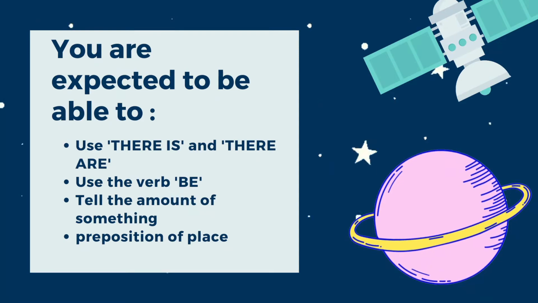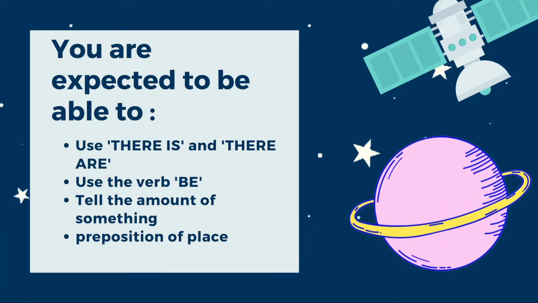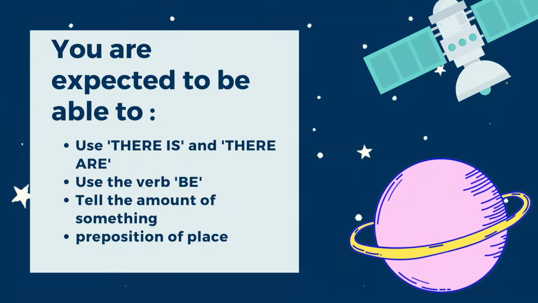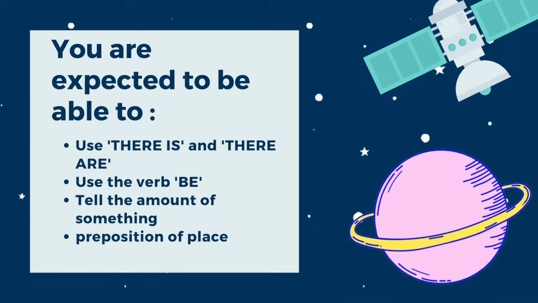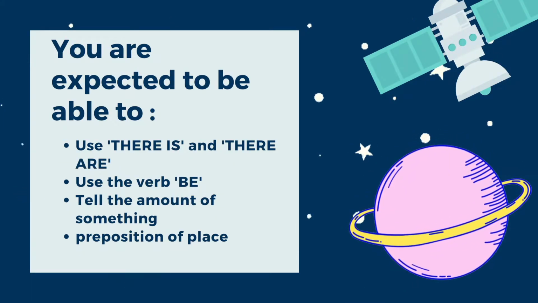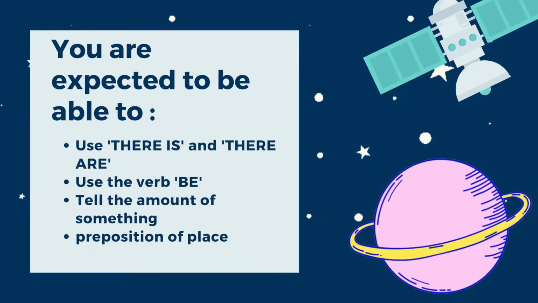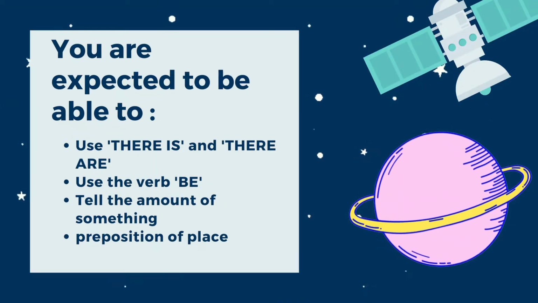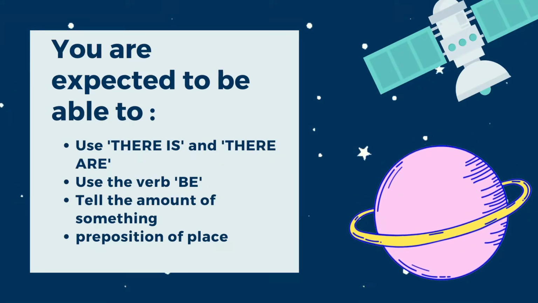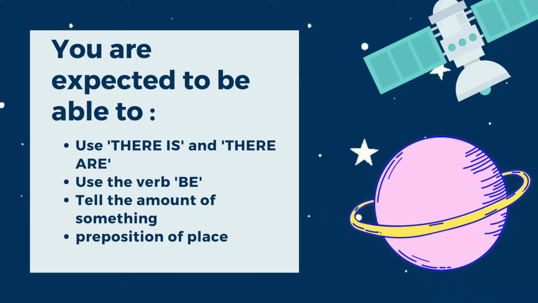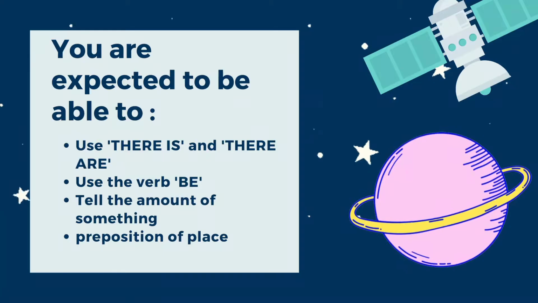So we will learn about the use of there is and there are, and also we will learn about the use of the verb to be or be, and then also we can learn about how to tell the amount of something, or we can say that it is quantifying determiners. And then the last one, we will learn about the preposition of place.